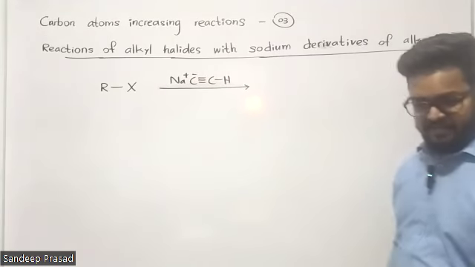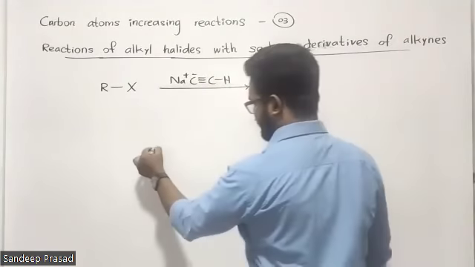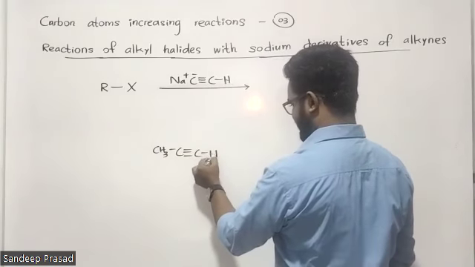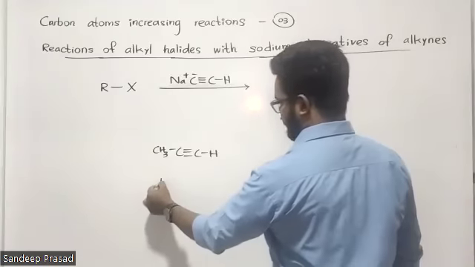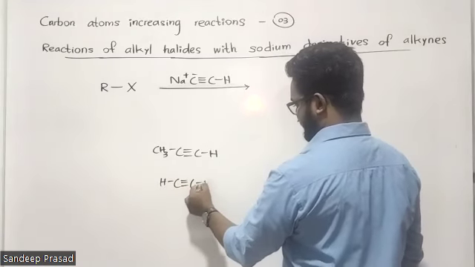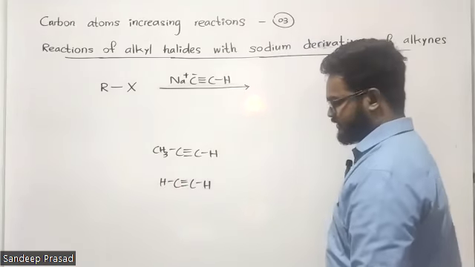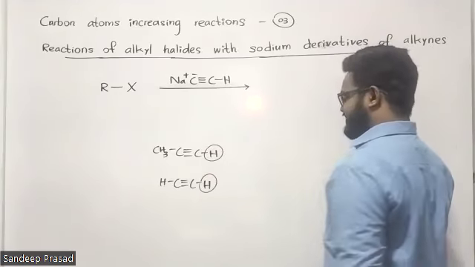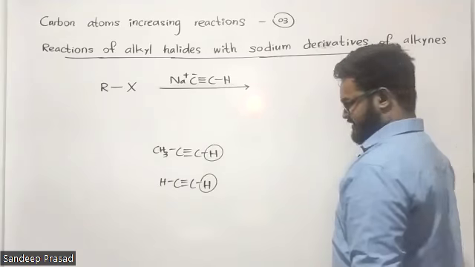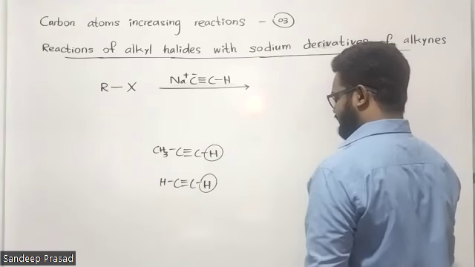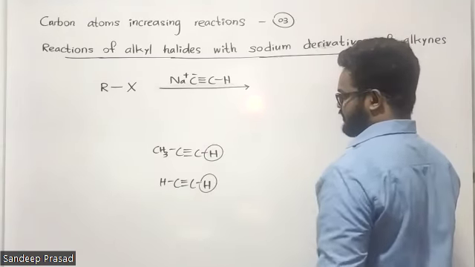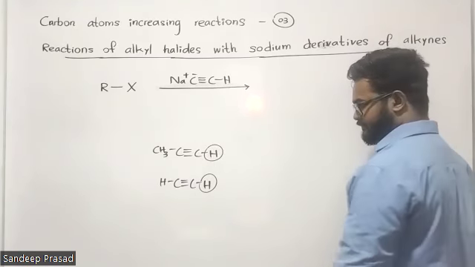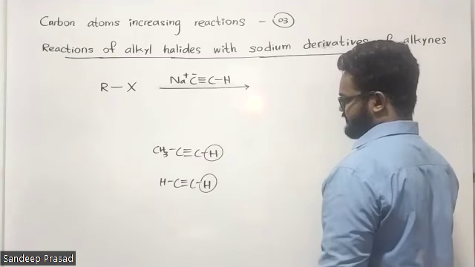and acetylide anion. Remember, students, CH3C triple bond CH, HC triple bond CH, these are alkynes. These alkynes are known as terminal alkynes or else acidic alkynes. Acidic alkynes means these contain a terminal hydrogen atom. These hydrogen atoms are acidic hydrogens.